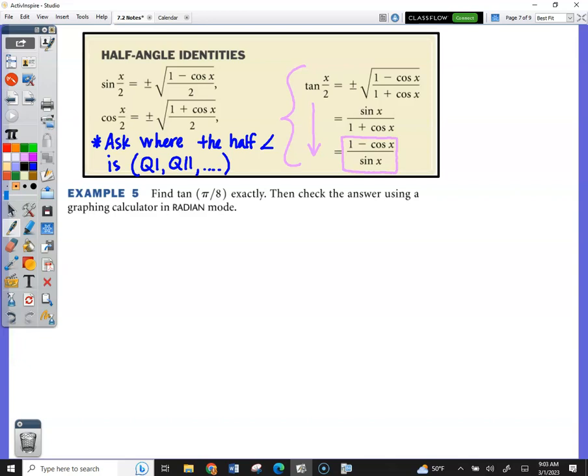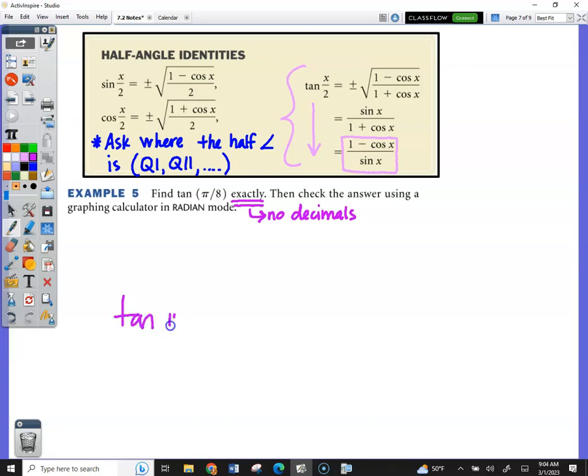All right, so let's just dive into a tangent, because let's just rip the Band-Aid off and do one of the more challenging ones. It says find tan of pi over 8 exactly. This means no decimals. Okay, so now for a reference, don't write this.